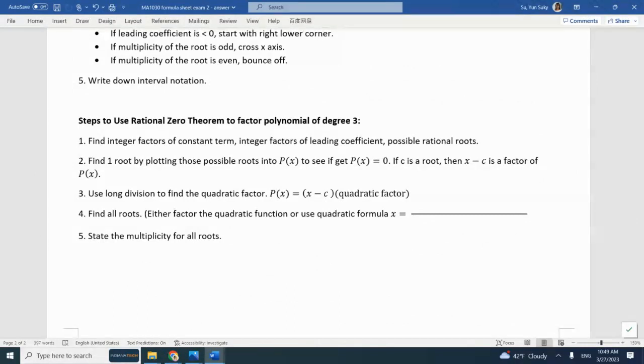So you use the rational root theorem to find one root. Then you use long division or synthetic division. I would say synthetic division is easier if you're familiar with that. And please write down the quadratic formula. What's the quadratic formula? Yes. Okay. Good. So have a nice day.